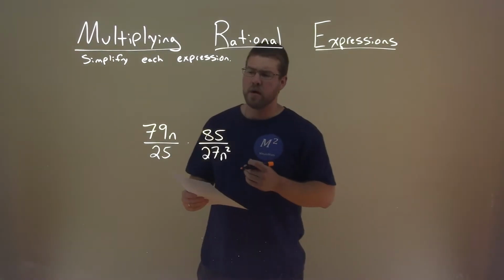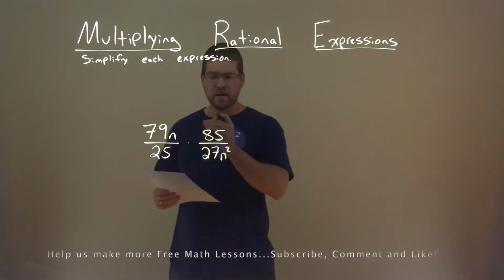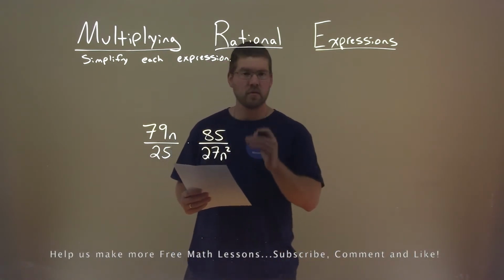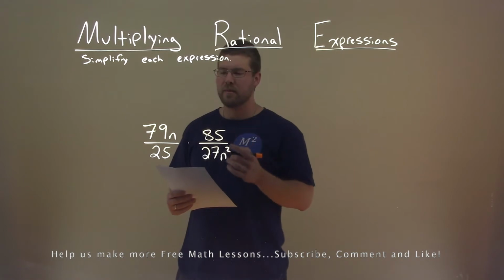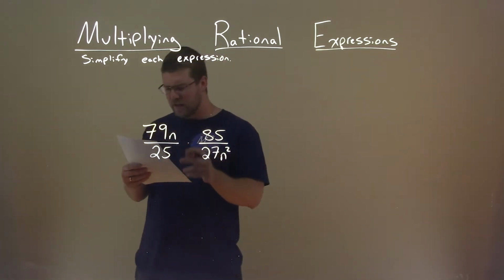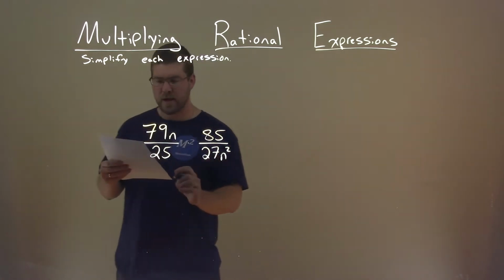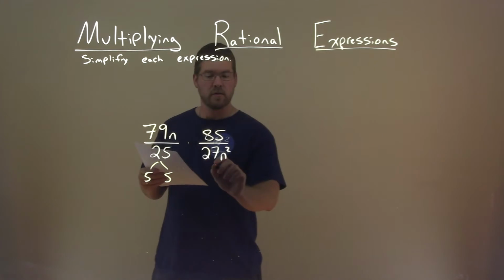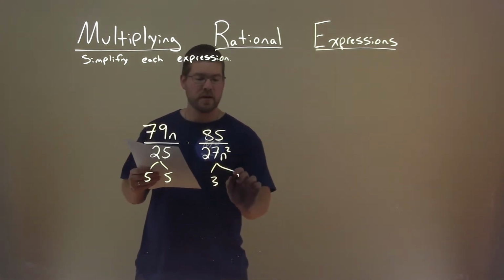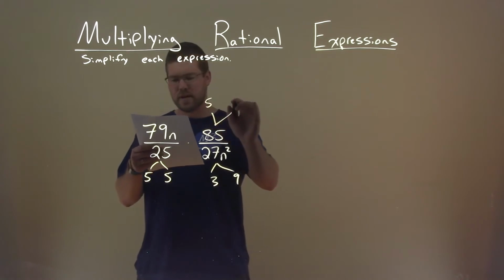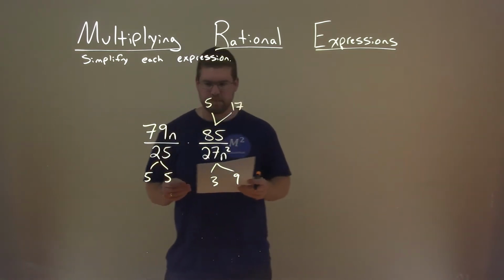We're given this problem right here, 79n divided by 25 times 85 divided by 27n squared, and we want to simplify this expression. So let's break down our numbers. Well, 79 is a prime number, it doesn't really break down. 25 is 5 times 5. 27 is 3 times 9. And 85 is 5 times 17.